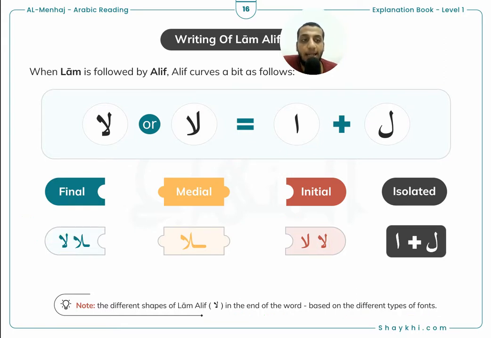Let's now take examples to make it clearer. The initial form, this is the word lana. This is an example of lam followed by alif in the initial form. In the middle form, the word salam. The final form, mathalan. So these are the examples of how lam followed by alif will look in all forms: initial, middle and final.